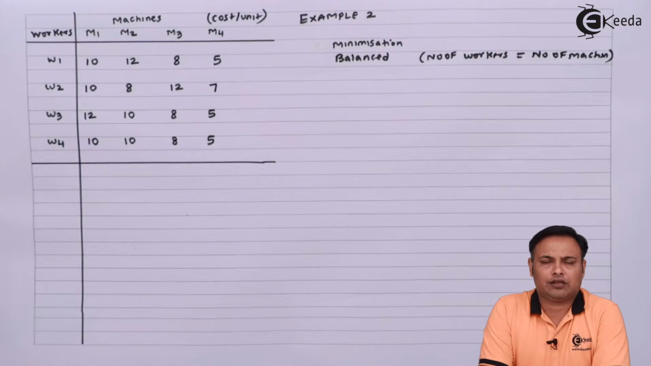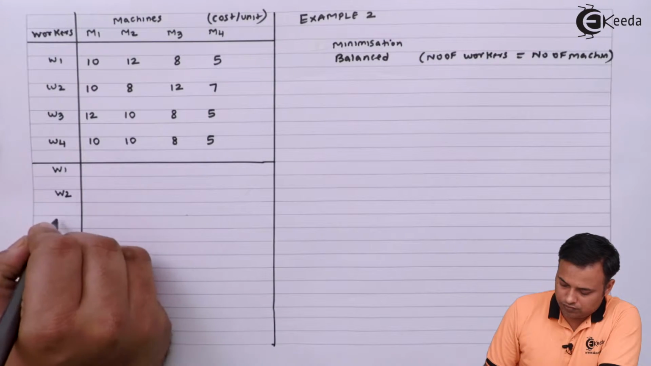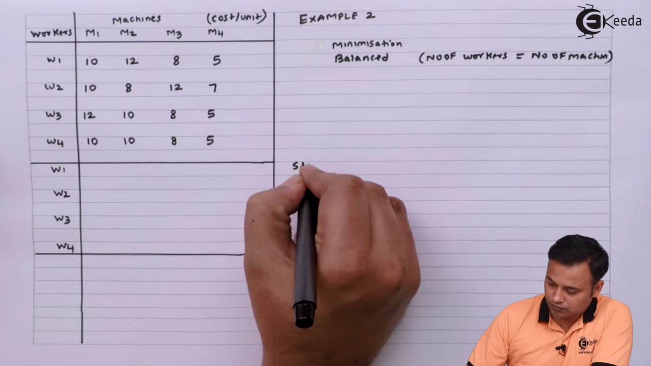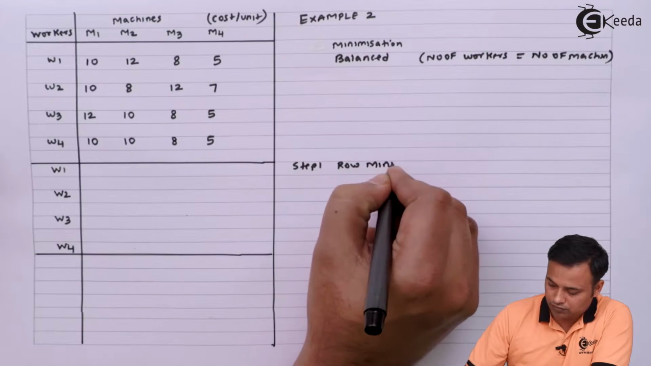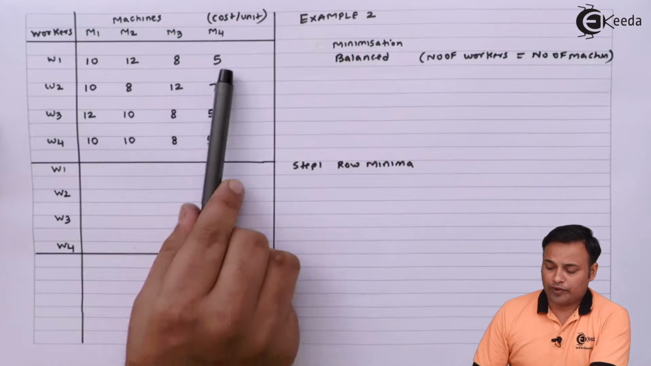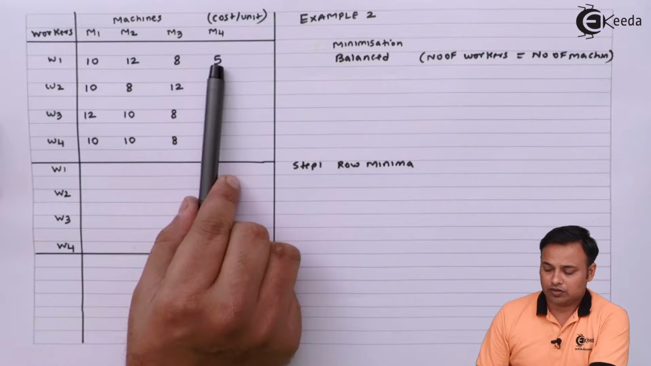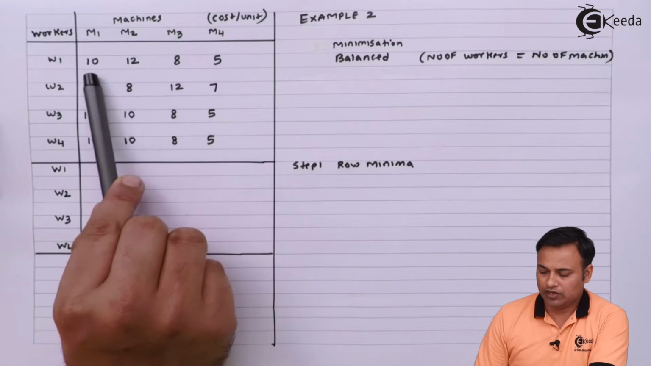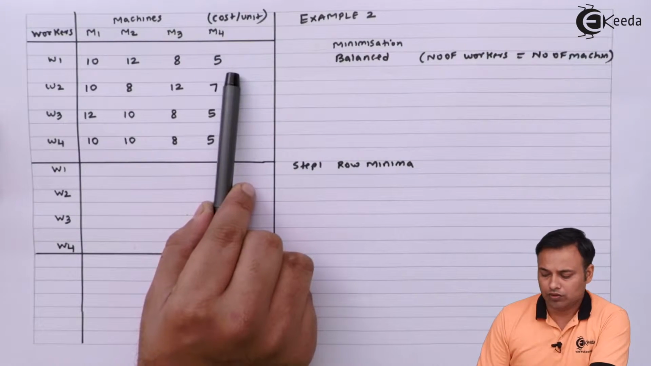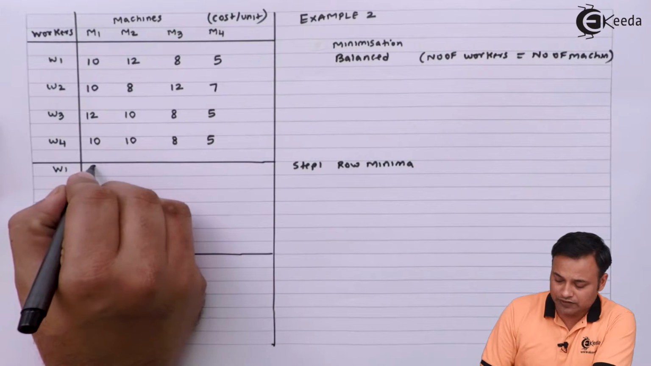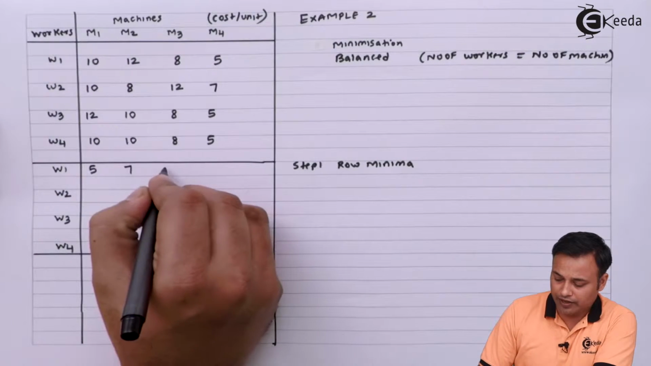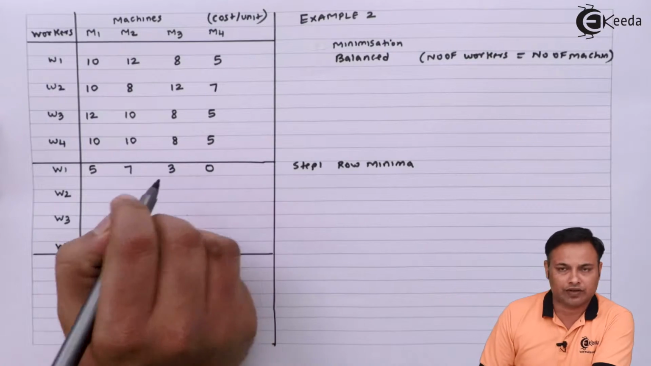Now the first step, as we did earlier in the previous problem, will be row minima, and the second step will be column minima. Let's apply first row minima and then column minima. In the first row my lowest number is 5, so I will subtract 5 from all the numbers in the first row. So it will be 10 minus 5, 12 minus 5, 8 minus 5 and 5 minus 5.